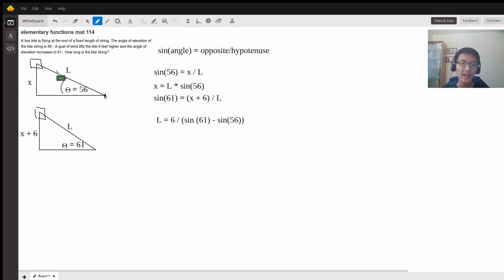So the length L is 6 divided by the sine of 61 minus the sine of 56, that is, 6 all over sine of 61 minus sine of 56. And that's it. That's your answer.